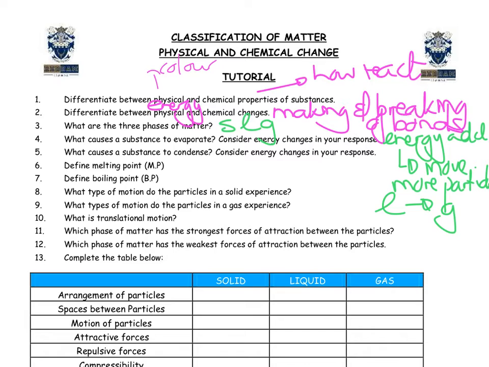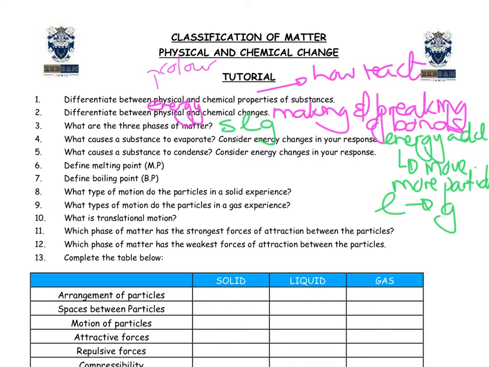What causes a substance to condense? It's exactly the opposite. So what are you going to do in that situation? You're going to say that it loses energy, and then the particles move less, and it changes from a gas to a liquid. Define melting point and boiling point.